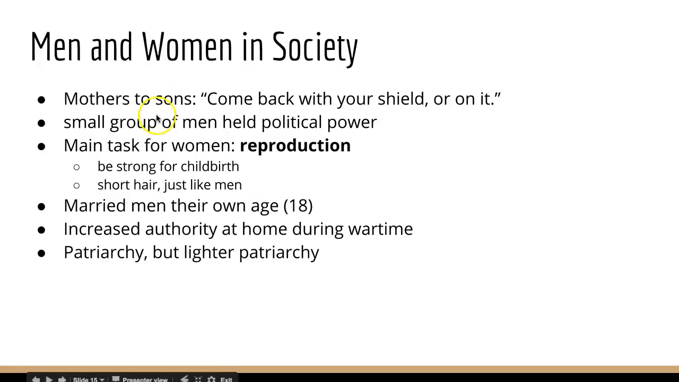Men and women in society. Mothers would tell their sons a famous mantra within society: come back with your shield or on it. So you either came back victorious or you died trying. A very small group of men had political power. Women's real main job, while they had independence, was to reproduce, to repopulate the society with new children every time they would go to battle and lose them. So women were designed to be strong and reproduce and have that role within society.